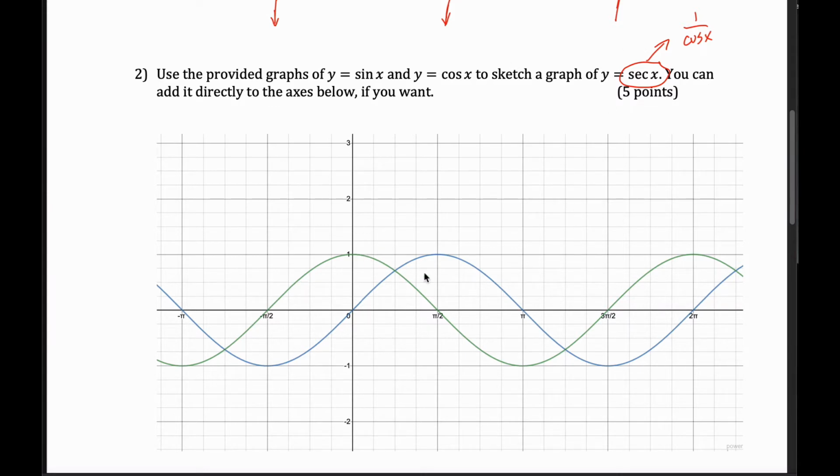By the same logic as above, we know that the graph in green is y equals cosine of x. So that's the one we'll be using to sketch y equals secant of x. Same logic, what we want to do first is start with our vertical asymptotes. Vertical asymptotes happen anytime you try to divide by 0.